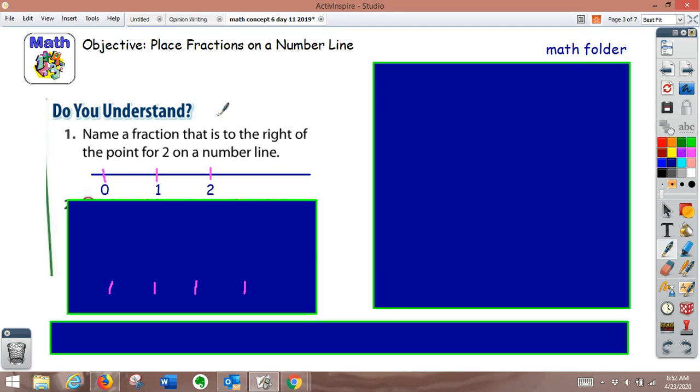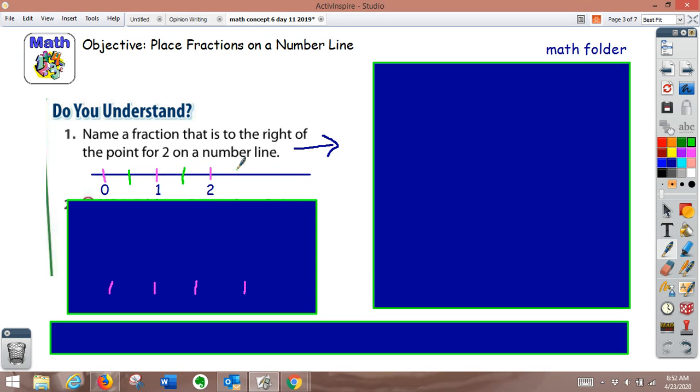Name a fraction that is to the right of the point for 2 on the number line. So it's got to be to the right. It's going this way. Remember, the right's always going this way on the number line, just like your right hand, always to that side. Okay, so I want a fraction that's over here. Well, I have to think about, how did I divide this? Maybe I divided these in half, just like we did that paper. So there's 1/2, 2 halves. There's a 3rd half, 4 halves.